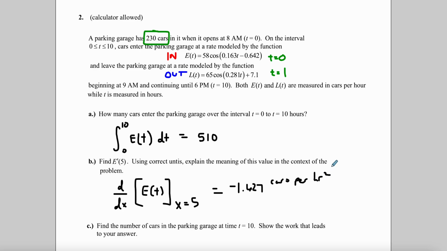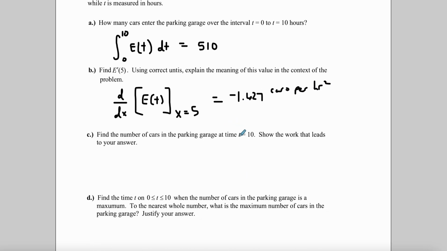So what does that mean? Well, this is already a rate, right? So this is already a rate that cars enter. This tells you that that rate is decreasing. So the rate at which cars enter the garage is decreasing 1.627 cars per hour squared.